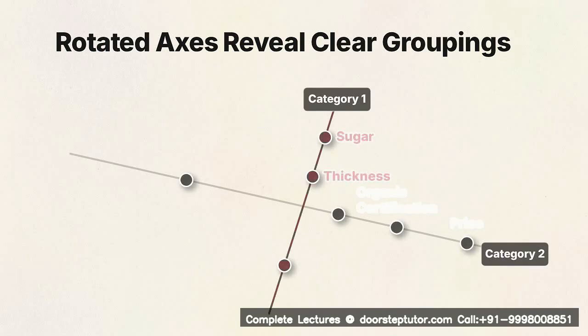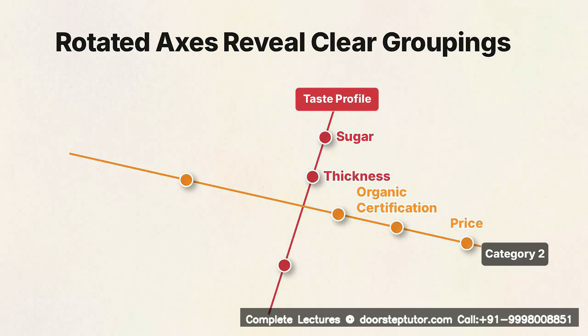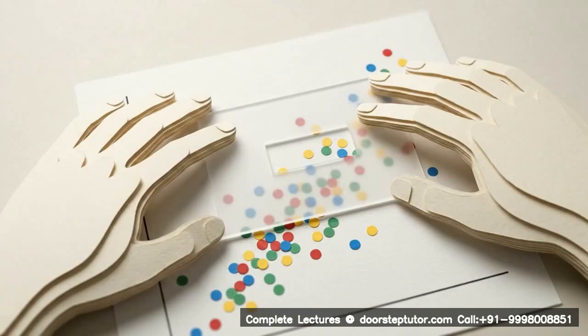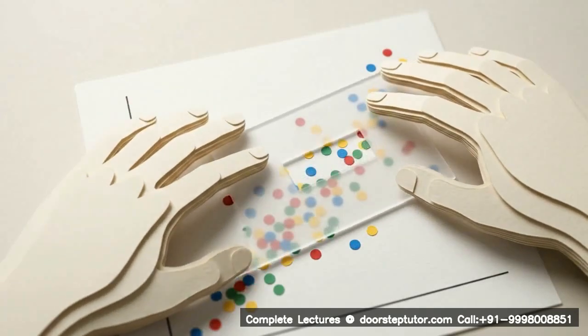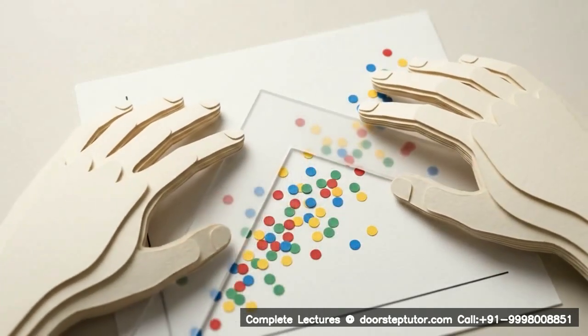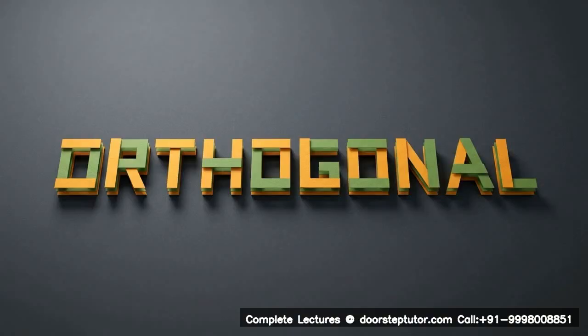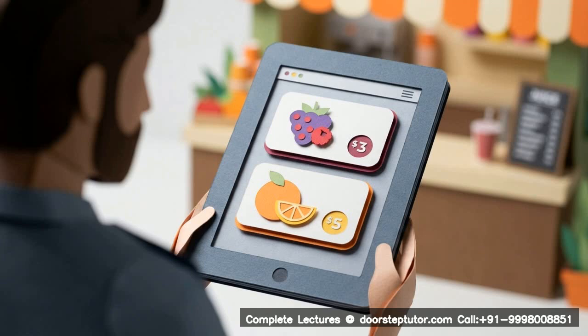The newly aligned vertical axis cleanly isolates traits like sugar and thickness, which we can group together as a taste profile. At the same time, the newly aligned horizontal axis isolates price and organic certification into a premium choice. This specific spin, where the vertical and horizontal lines are kept at a rigidly locked 90-degree angle to one another throughout the entire turn, is called orthogonal rotation. Orthogonal rotation forces a clean, binary choice, turning a mathematical mess into 2 distinct concepts a human can actually read.